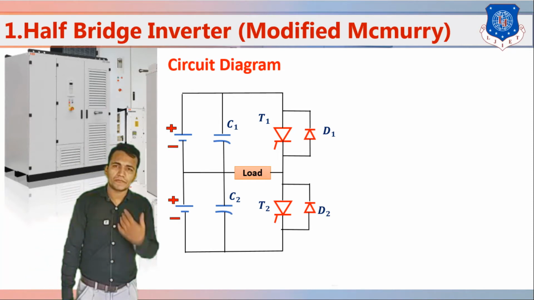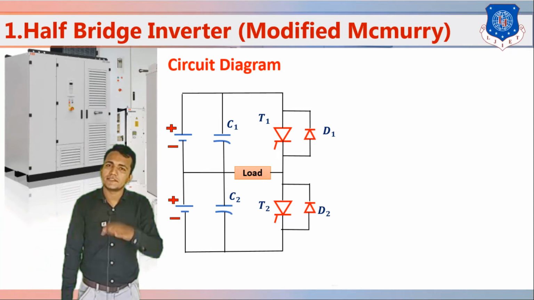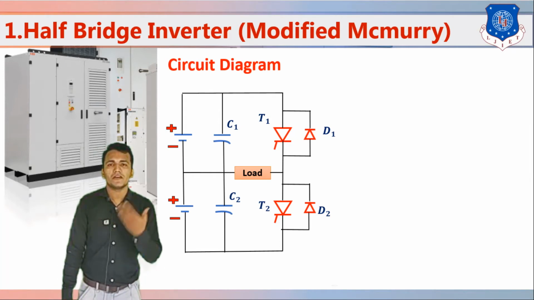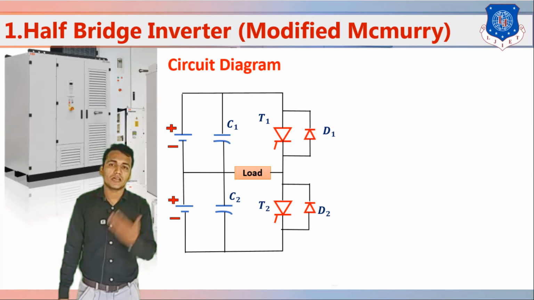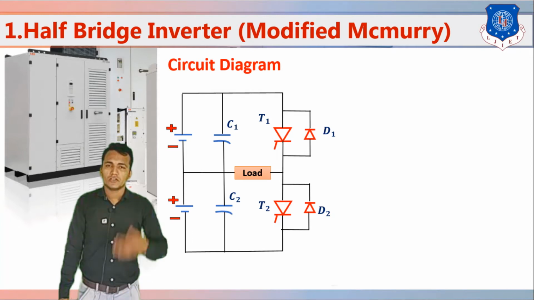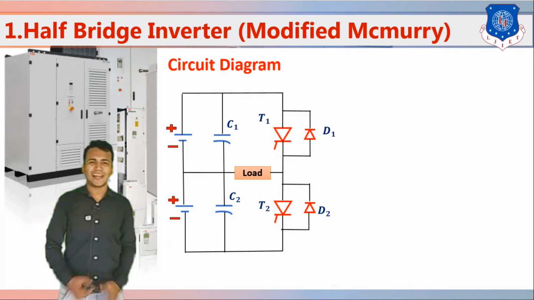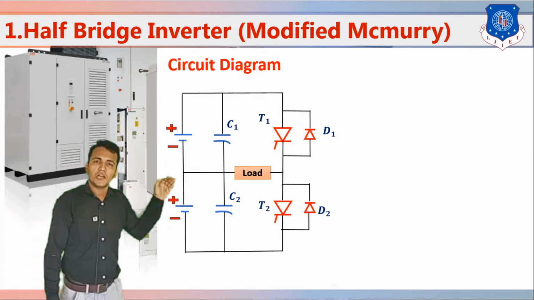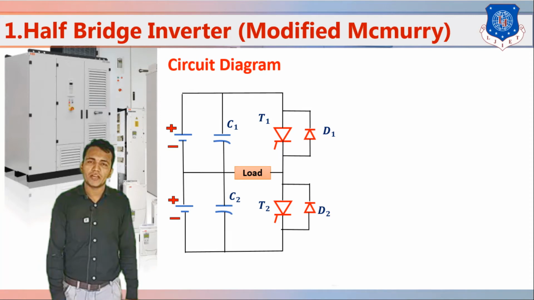A feedback diode is always used in DC to AC converters, and a freewheeling diode is used in rectifier circuits where an inductive load is used. So that is the difference between feedback and freewheeling diodes. Here in the inverter circuit, we have used two diodes D1 and D2.